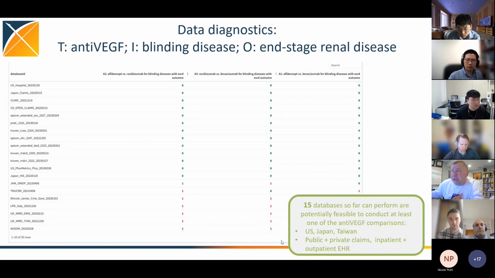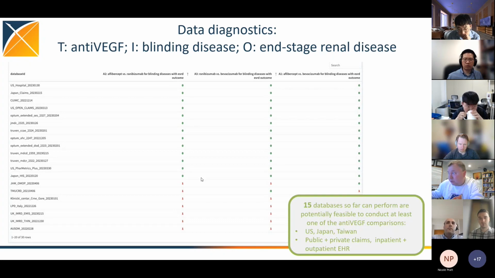For the first study, the anti-VEGF study in the risk of end-stage renal disease, thus far, we have identified 15 data sources that are potentially feasible for conducting at least one of those analyses. That includes data from the US, Japan, and Taiwan. It includes both public and private claims databases and both inpatient and outpatient electronic health record data. So this will certainly be the largest study in ophthalmology that I'm aware of in the broader community, and it'd be exciting to see if there are even more data partners that can participate here.